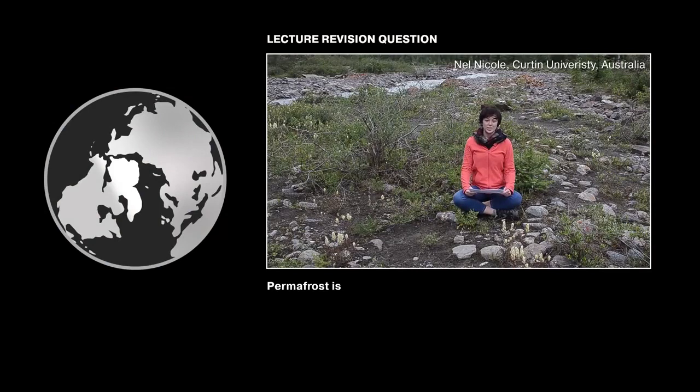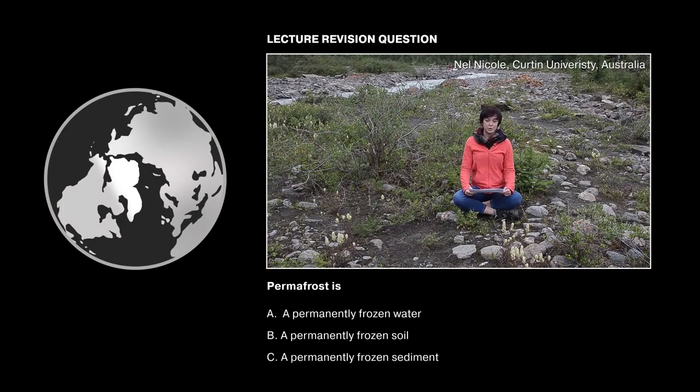Is permafrost A, permanently frozen water, B, permanently frozen soil, C, permanently frozen sediment, D, permanently frozen rock, E, all of the above, or F, none of the above?